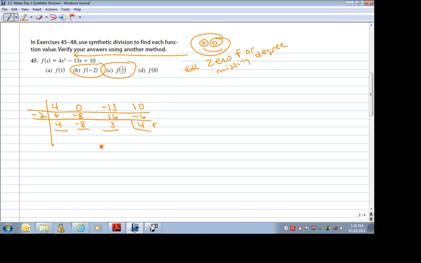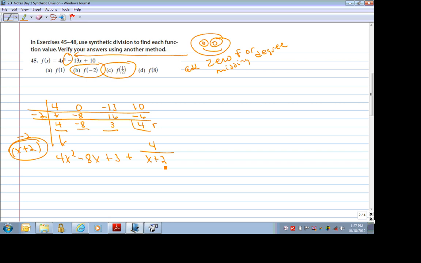These become the coefficients in our now quadratic, because we were a cubic and now we've reduced it by 1. So this becomes 4x squared minus 8x plus 3. And we have a remainder of positive 4. Since it's positive, we say plus the remainder of 4 over our divisor. But remember, our divisor is not negative 2. The factor for that would have been x plus 2. Make sure you catch that right there. So this would be over x plus 2.